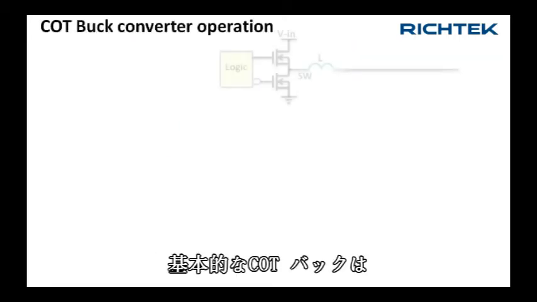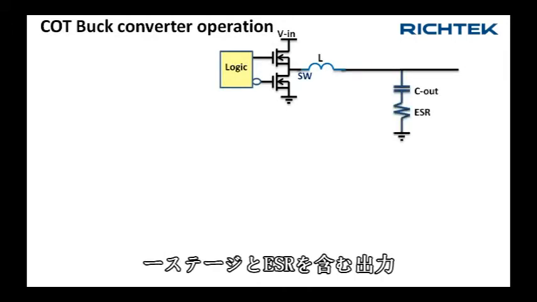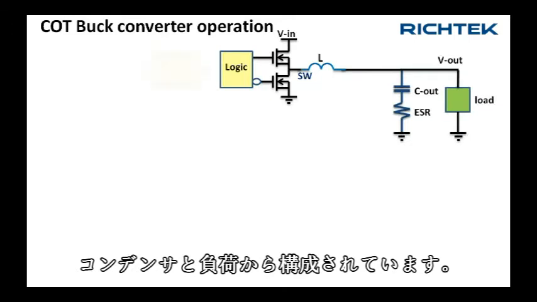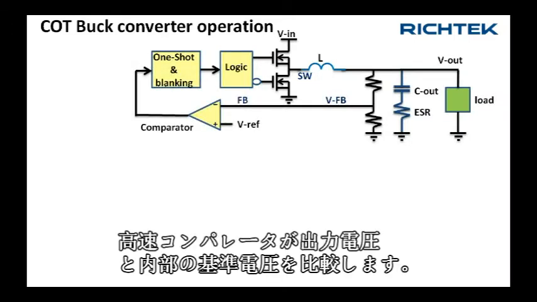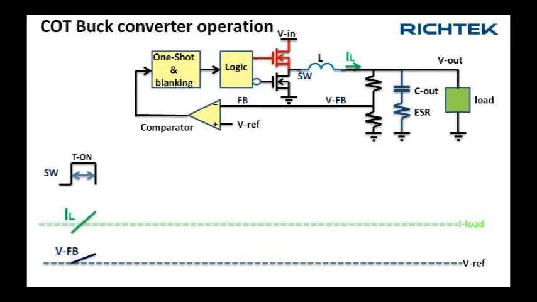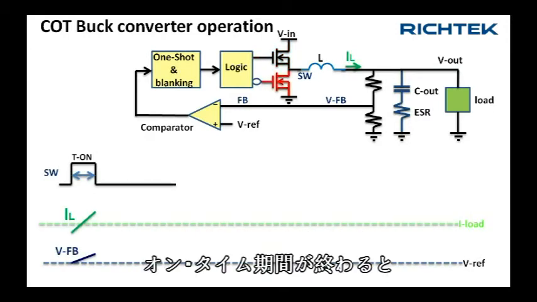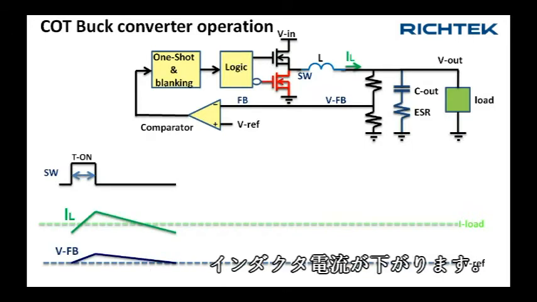The basic COT buck consists of a power stage with driving logic, an output capacitor with some ESR, and the load. A one-shot provides the on time. A high-speed comparator compares a portion of the output voltage with an internal reference. A fixed on time is generated and inductor current rises. When the on time has expired, the low side MOSFET conducts and inductor current drops.